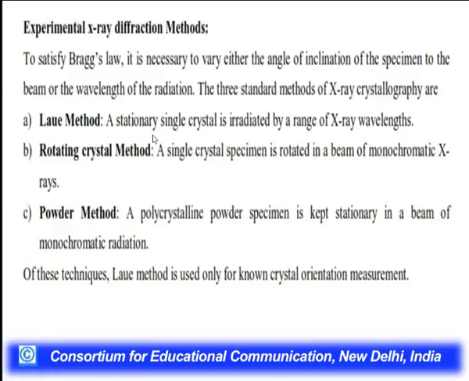In the Laue method, a stationary single crystal is irradiated by a range of X-ray wavelengths. In the rotating crystal method, a single crystal specimen is rotated in a beam of monochromatic X-rays. In the powder method, we have polycrystalline powder or microcrystals as a specimen, kept stationary in a beam of monochromatic radiation. Of these techniques, the Laue method is used only for crystal orientation measurement. These are the three X-ray diffraction methods: Laue method, rotating crystal method and powder method.